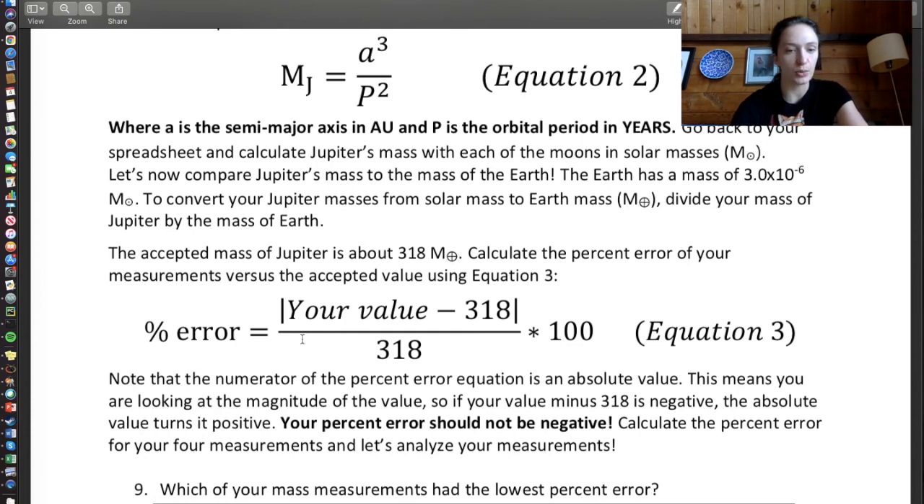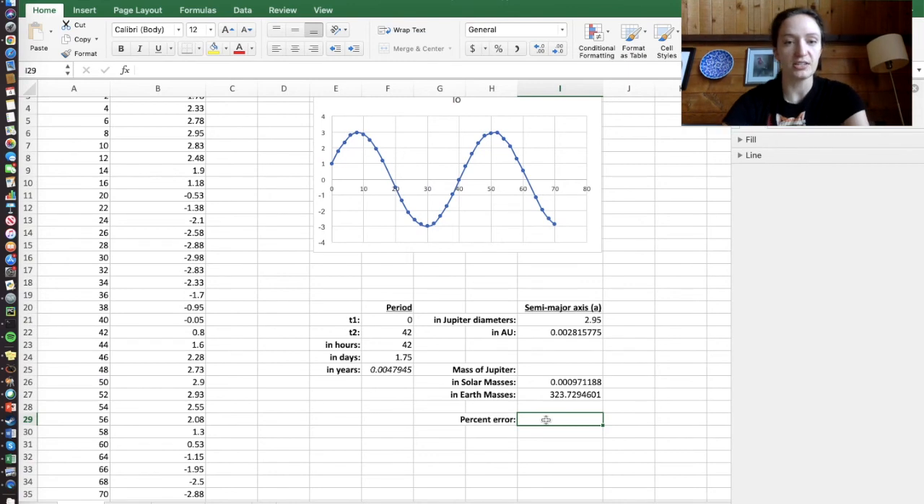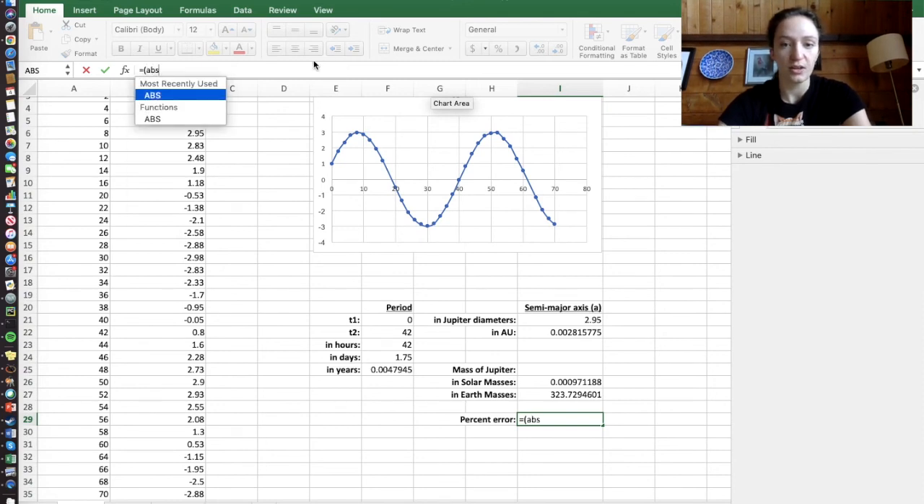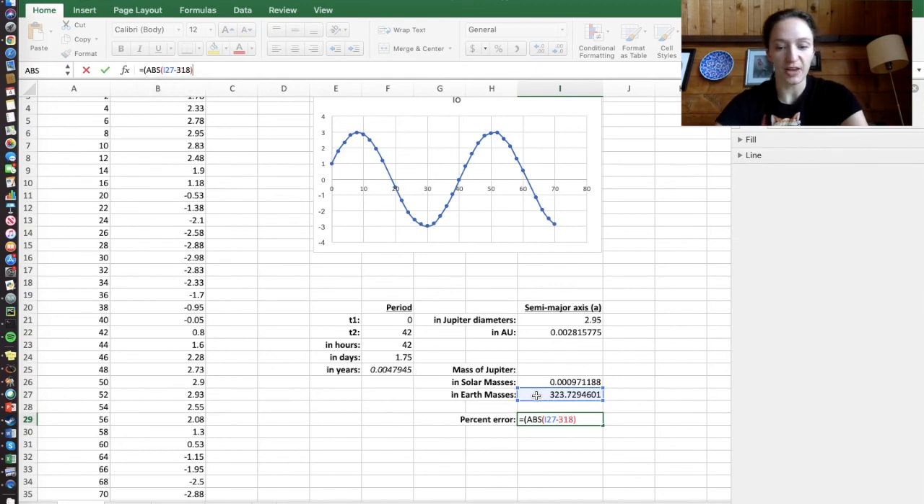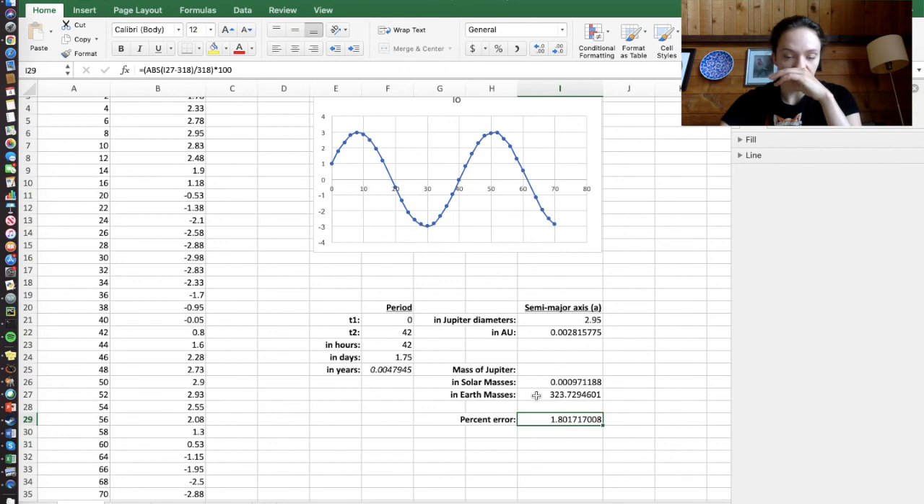So this is a more complicated equation. These bars are an absolute value. So the way you do this is you go to your percent error, you do your equal sign to go into equation mode, you do parentheses, then you do absolute value, then inside the absolute value, you're going to do your value in Earth masses. You click your cell, minus 318. Outside the absolute value, you divide by 318, close the parentheses, multiply by 100. So that's my percent error.